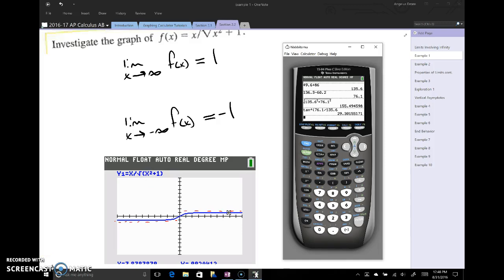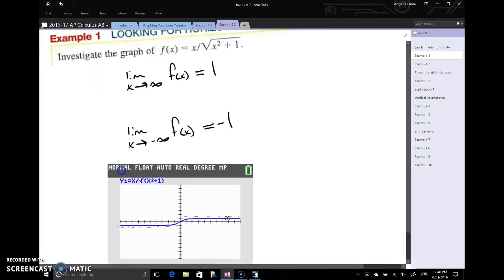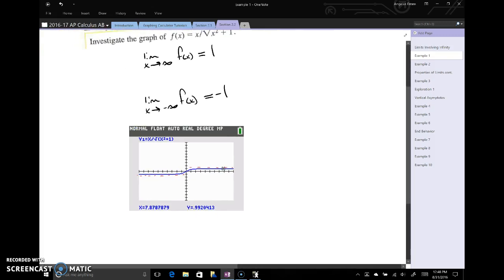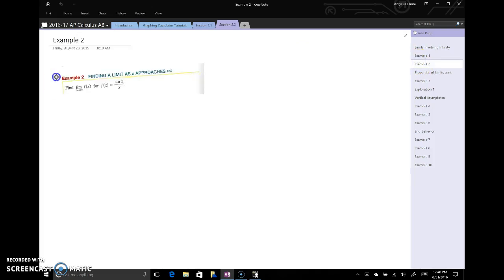So we're not always going to have our calculator on the test. There's a couple of sections on the test where you don't have your calculator. So we are going to also talk about ways to solve these limits without the use of a calculator. So let's move on to example 2.